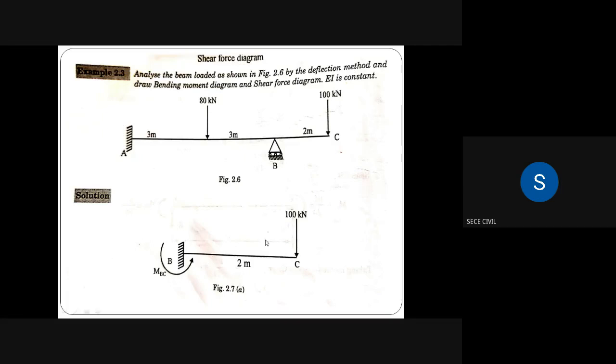So MBC is equal to minus 200 kilonewton meter, that is in the anti-clockwise direction. Automatically MBA will be a clockwise moment, that is plus 200 kilonewton meter. So in span AB we'll have a moment at joint B, that is MBA, equal to 200, clockwise. Now the unknowns: support A is fixed, so theta A, the slope, will not be there. Joint B will have a slope, so theta B will be the unknown.